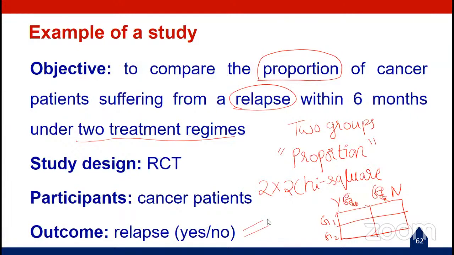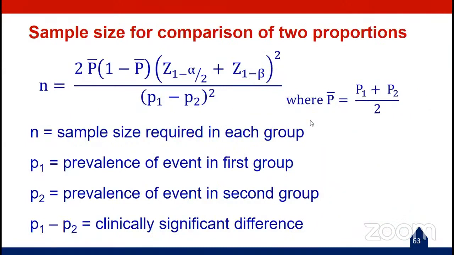Please compare with the previous example. In the previous example we were comparing the mean of two groups. The outcome variable was continuous, whereas here we are comparing the proportion in two groups. So the outcome variable is categorical, specifically binary. So this is the sample size formula.